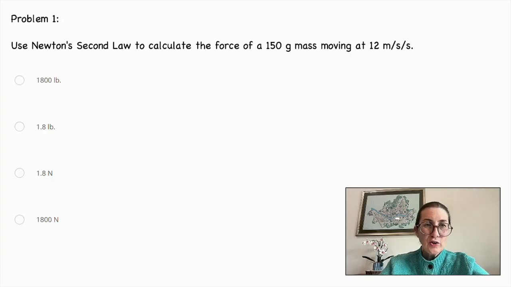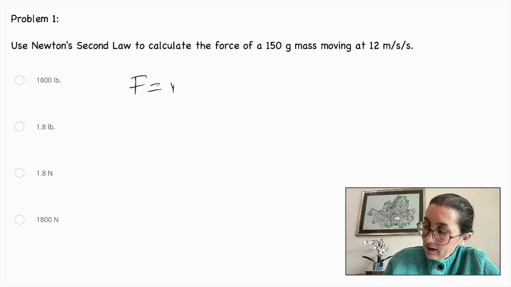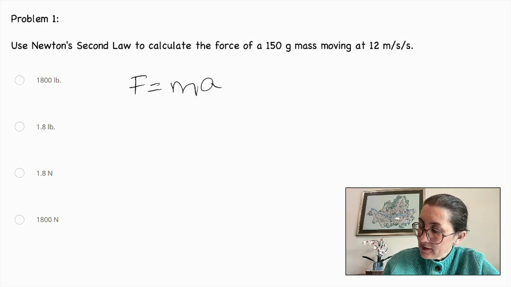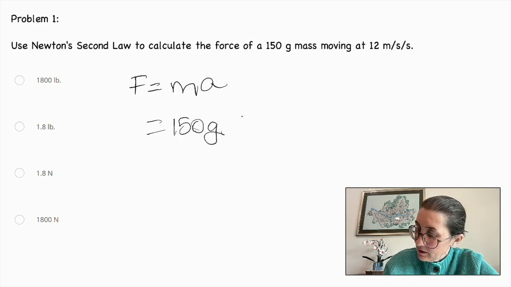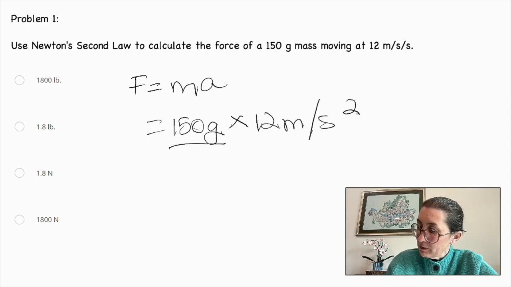Problem number 1. Use Newton's second law to calculate the force of a 150-gram mass moving at 12 meters per second squared. Force equals mass times acceleration equals 150 grams times 12 meters per second squared. The problem is mass has to be calculated in kilograms, so we need to convert this to kilograms.